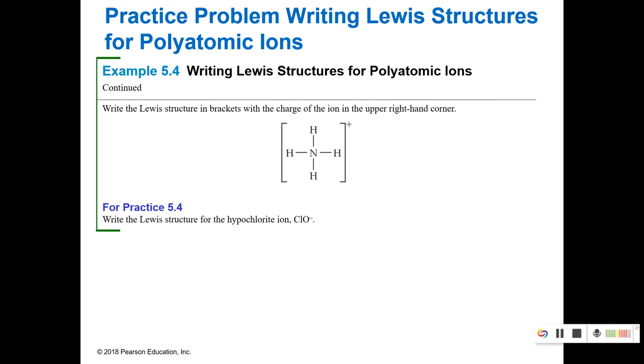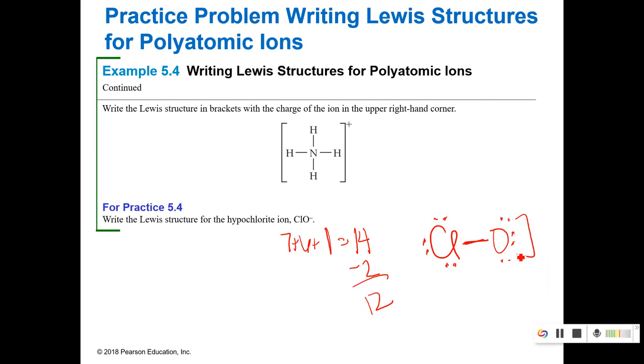Okay, one more, hypochlorite. So we've got Cl and O. I've got 7 plus 6 plus minus means add 1. So I've got 14 electrons. I'm going to bond them. 12. I'm going to put 6 dots on each to get 8. Okay, when I do that, everything has 8. There's a charge, bracket it in.